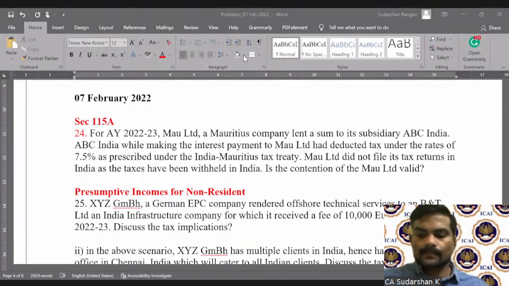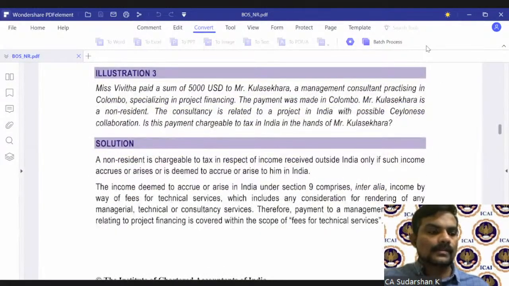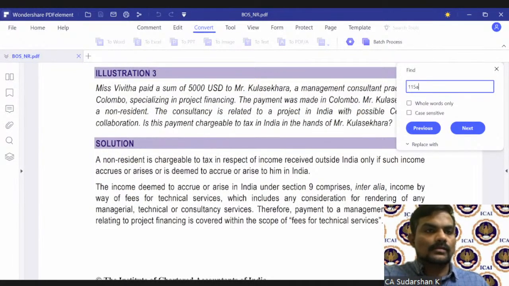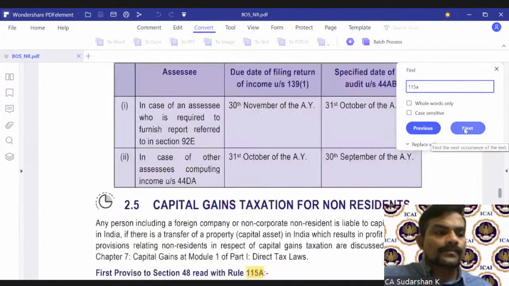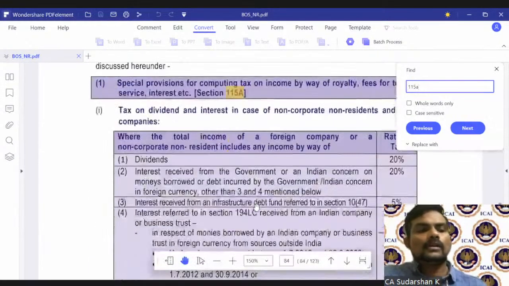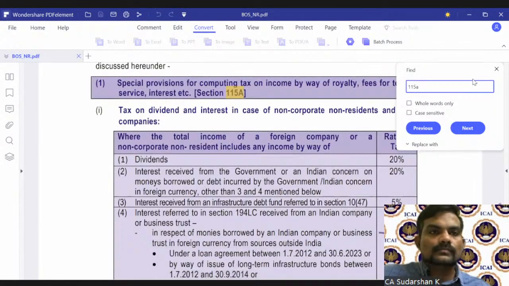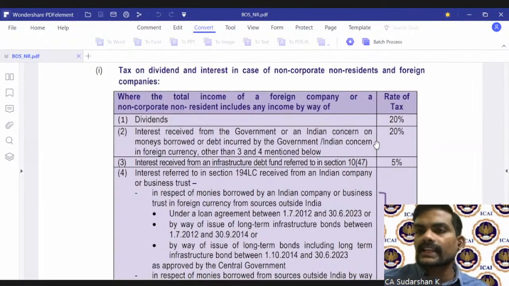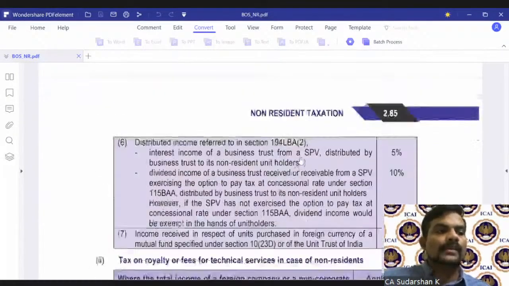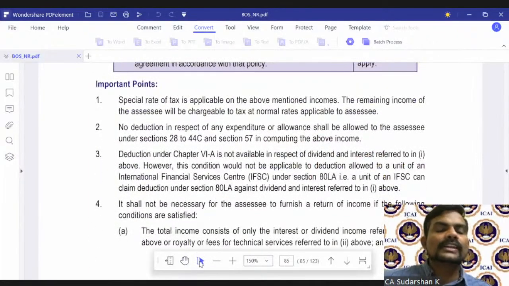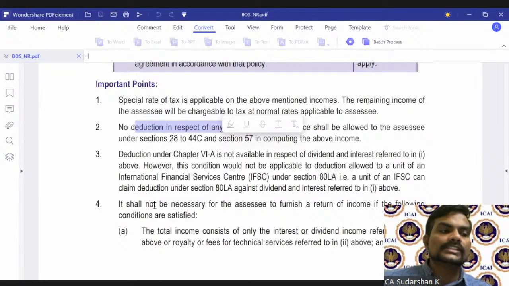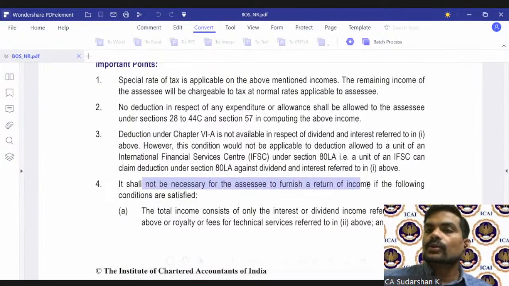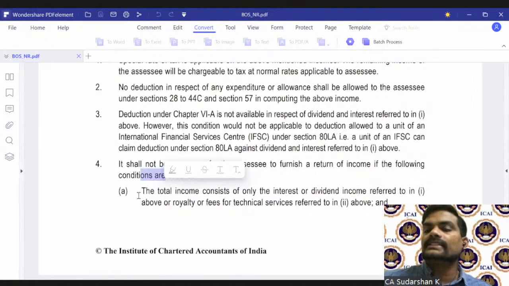Now, if you look at 115A, this is what I was referring to. Interest is taxable at 20%, but section 90, subsection 2, treaty rate, you can choose whichever is beneficial. Now, what is very important to notice, 115A stipulates certain conditions. We saw that in the previous recap question, no deduction is allowed. Similarly, one of the important conditions is it shall not be necessary for the assessee to furnish a return of income if the following conditions are satisfied. So if the following conditions are satisfied, then the assessee need not file a return of income.